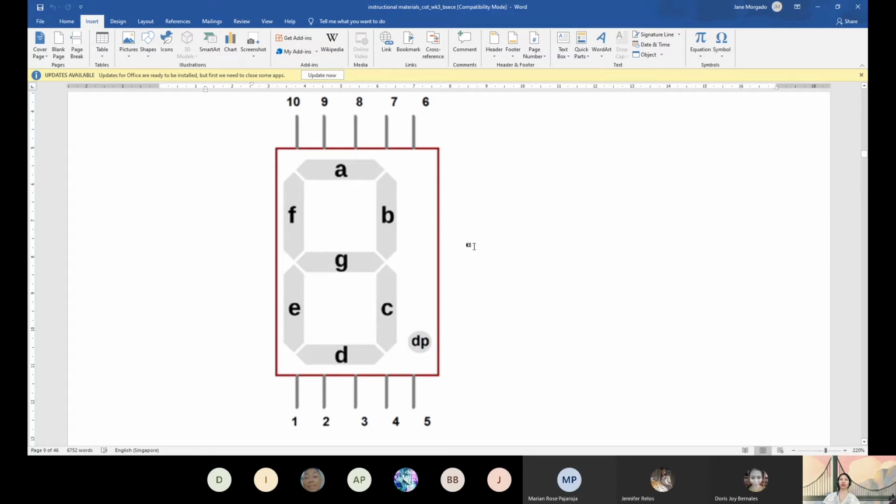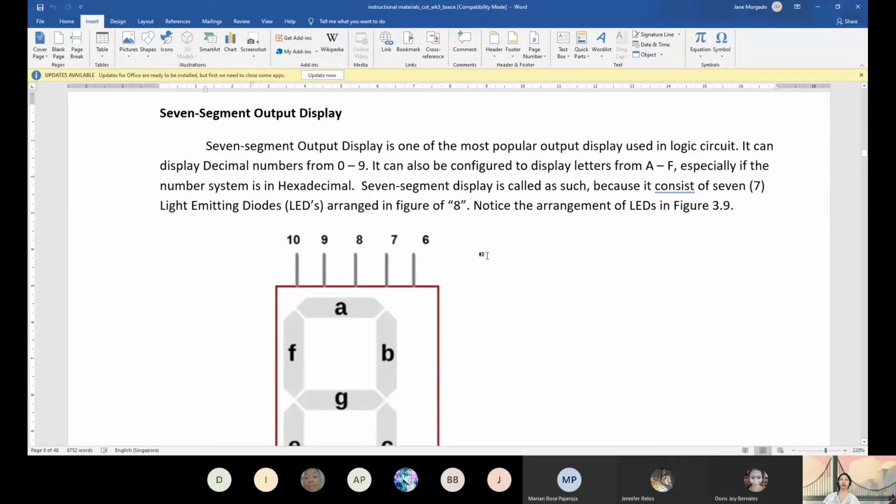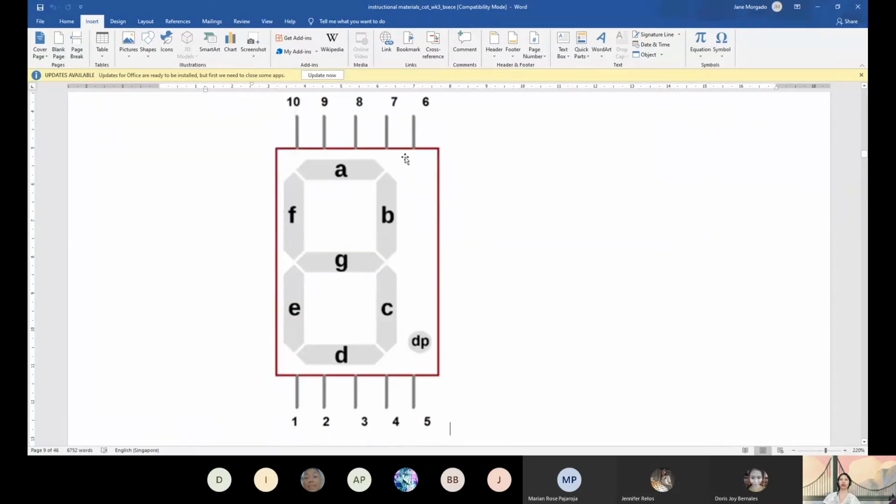Our topic for today is 7-segment display. So we have 7-segment display output. A 7-segment actually consists of 7 LEDs. We have A, B, C, D, E, F, G. So we have 7: 1, 2, 3, 4, 5, 6, 7, arranged in a figure of 8. That's why it's called 7-segment, because you have 7 LEDs here.